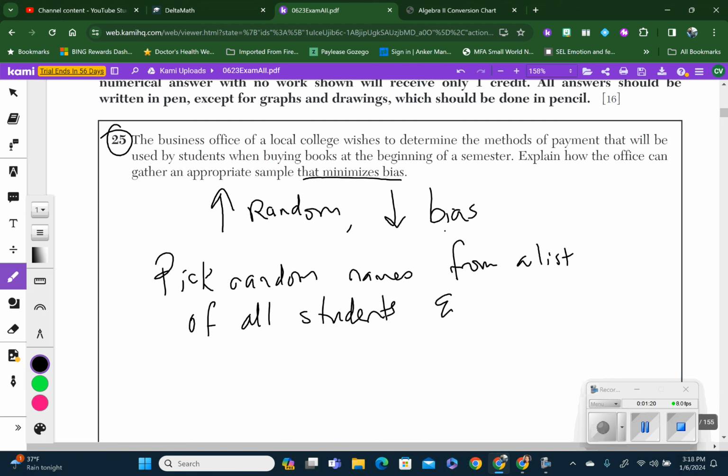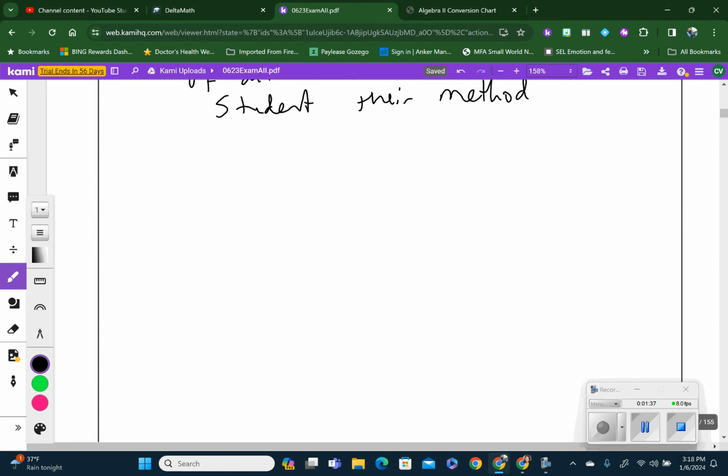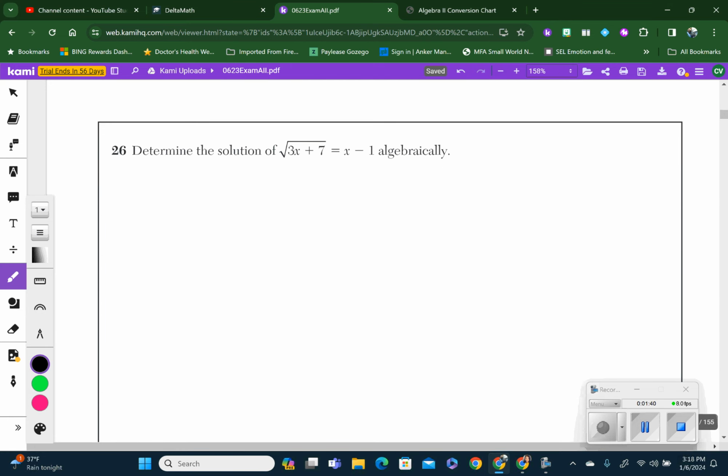And then you can ask each student their method, right? So again, if you remember this right here and say something about as random as possible, you'd be good with this question, okay? Question 26, so this is Unit 1, Lesson 2.